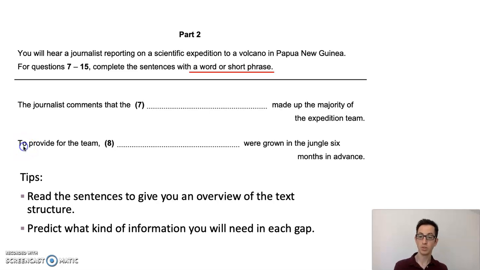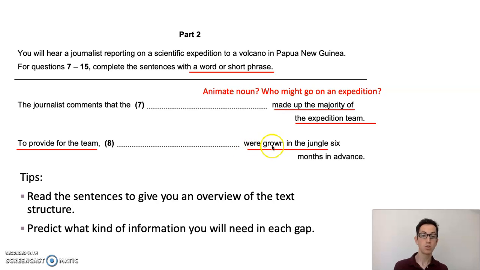The other thing that's really important to do here is to predict what kind of information you'll need in each of the gaps. So for example, if we look at gap 7, the information after that is that the journalist comments on who made up the majority of the expedition team. So we know that we need a noun in this gap and probably some kind of profession. So it's an animate noun, then we can ask ourselves, who might go on an expedition? Scientists would be an obvious choice, but there may be other options possible as well. If we then look at the gap for question 8, we know that something was grown in the jungle, and it was to provide for the team.